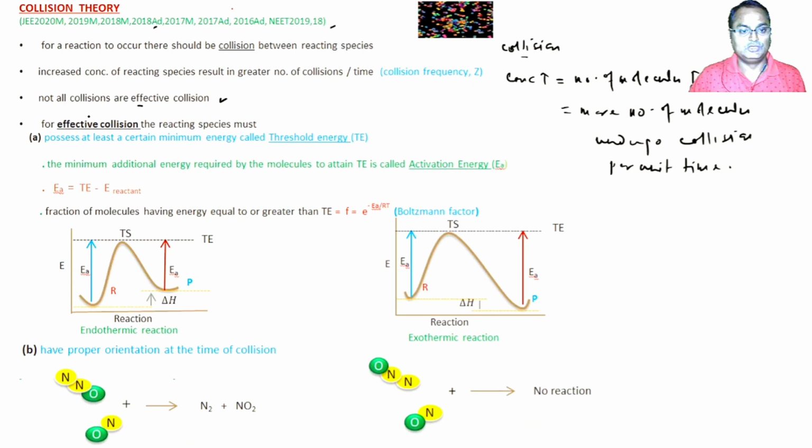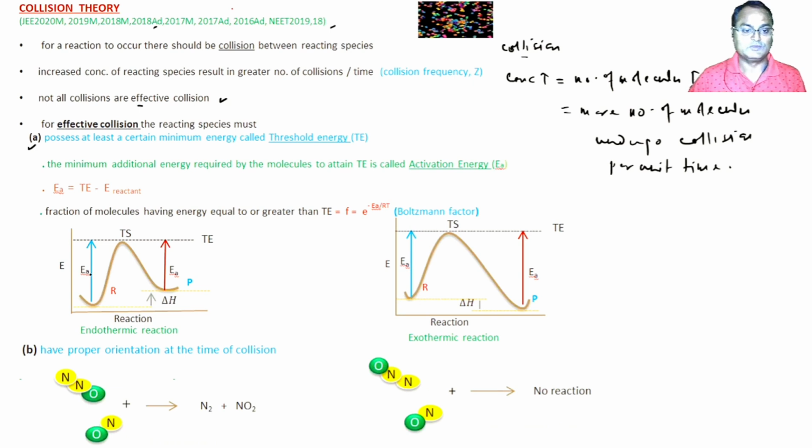Now see what is effective collision. The question is, what is effective collision? First, for effective collision, the reacting species must have at least a certain minimum energy called threshold energy. This is a hypothetical energy barrier which reactant molecules must overcome, and then they convert into product. देखिए सभी reactant molecules की जो अपनी एवरेज एनर्जी होती है, और उनकी एनर्जी इस एनर्जी के बराबर या इससे ज़्यादा होनी चाहिए, तभी वो रिएक्शन में कन्वर्ट होंगे, अदरवाइज वो रिएक्शन में कन्वर्ट नहीं होंगे.